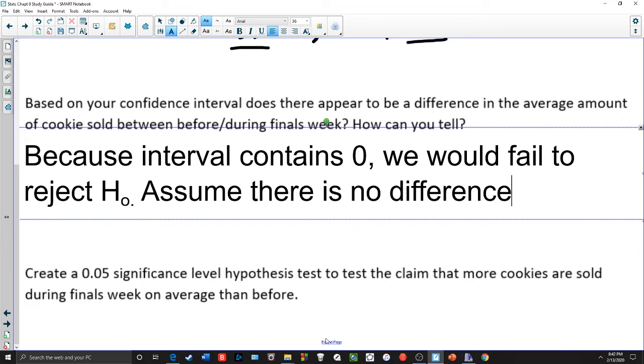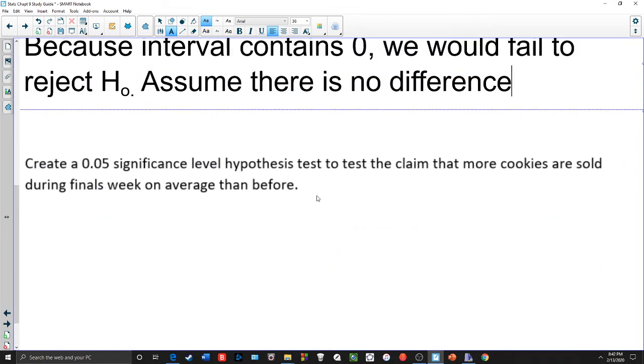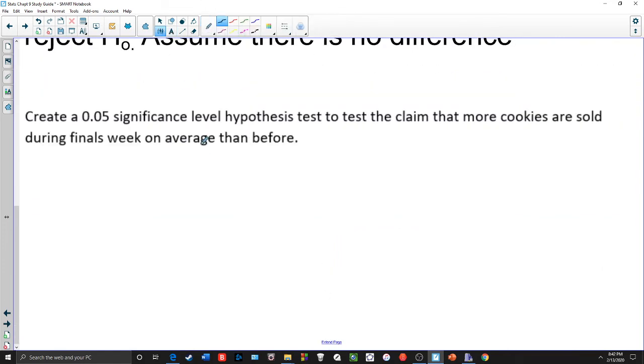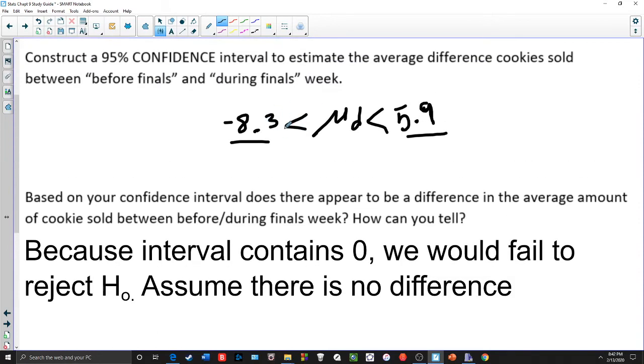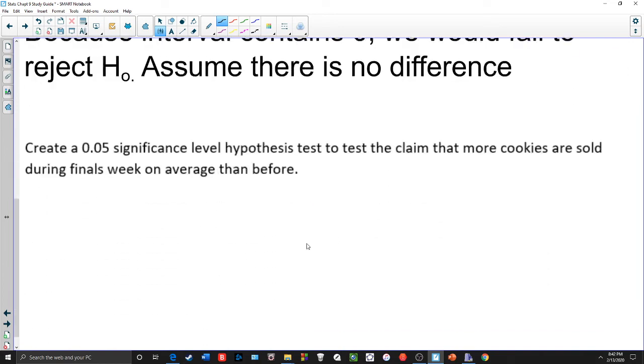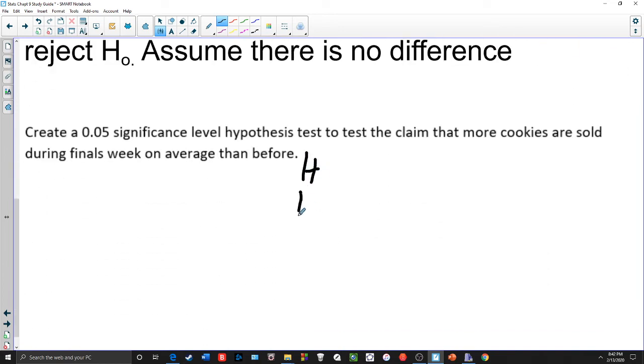The last one finally says to actually make a hypothesis test to test the claim. So let's go ahead and do that here. The hypothesis test should back up our interval. So if our interval says that we're going to fail to reject, our hypothesis test should say that too. So let's go ahead and do our hypotheses.